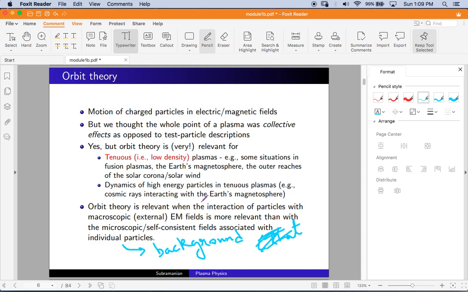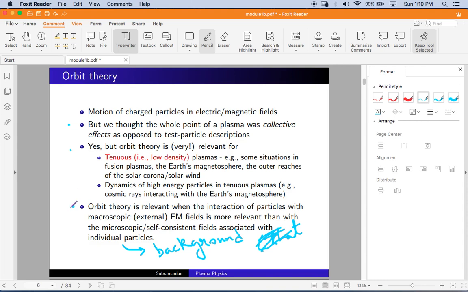In a lab, the plasma might be confined in a tokamak, and the magnetic field is generated externally by external coils. It's not due to the plasma itself, or the electric field. In the case of the Earth's magnetosphere, the Earth generates its magnetic field, and that's permeating the plasma, and the test particles are responding to the magnetic field thus generated. So it's very important to keep all these caveats in mind.